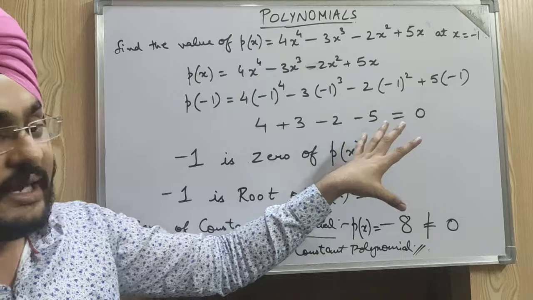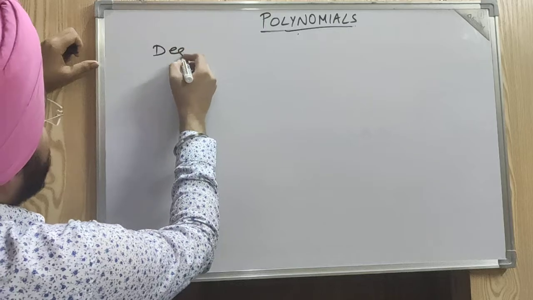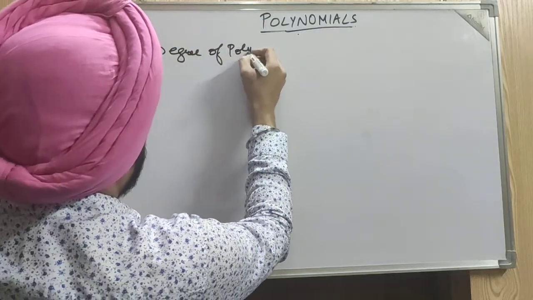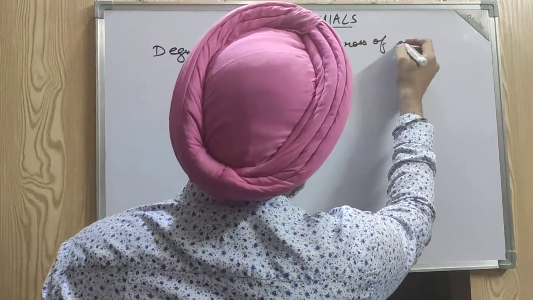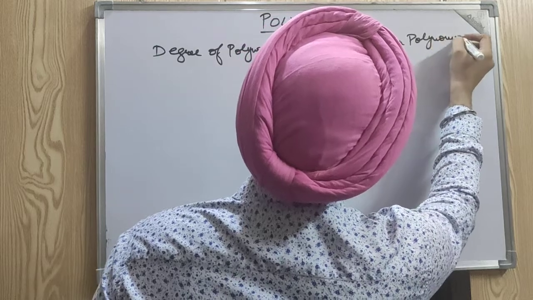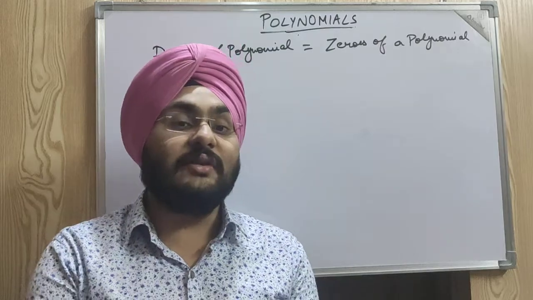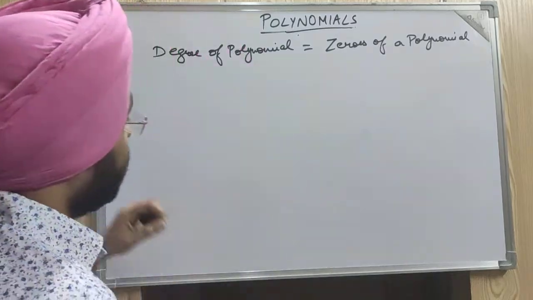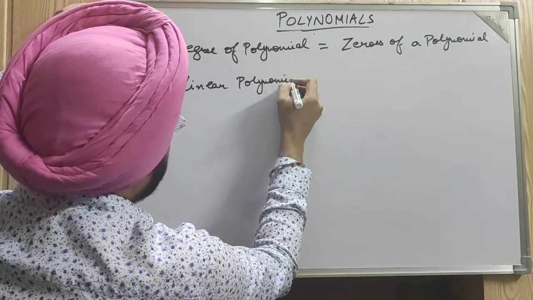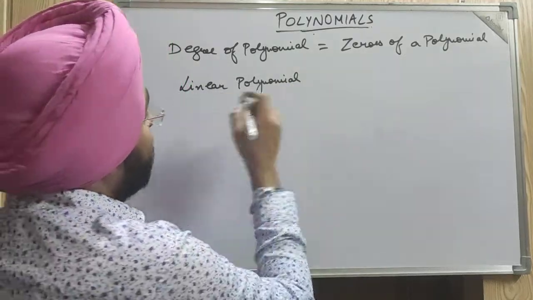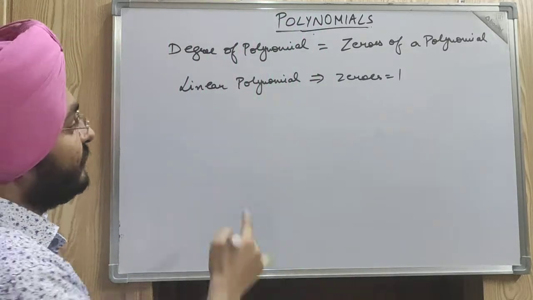Coming to the next, I will be discussing again about this thing. I will say the degree of a polynomial gives the number of zeros of the polynomial. It means if the degree of the polynomial is 2, then we have 2 zeros of that polynomial. For a linear polynomial, what is the degree? Its degree is 1. So its zeros will also be 1. We will have only 1 zero of this linear polynomial.